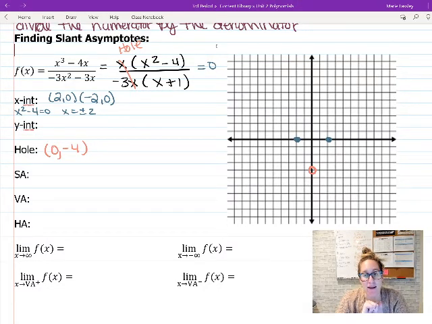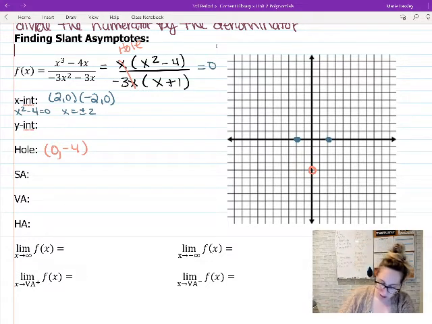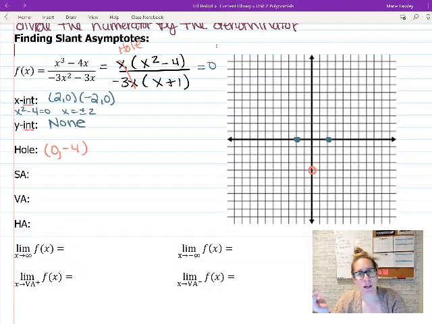Now I'm looking for my y-intercept, and I already kind of have it. I don't really have a y-intercept because it's going to be where my hole is. If I plug a 0 in for x, I get negative 4. That's where I have a hole, so I don't have a y-intercept. Hole beats out y-intercept. If you ever have a hole and a y-intercept in the same place, the hole wins, it becomes an open circle.